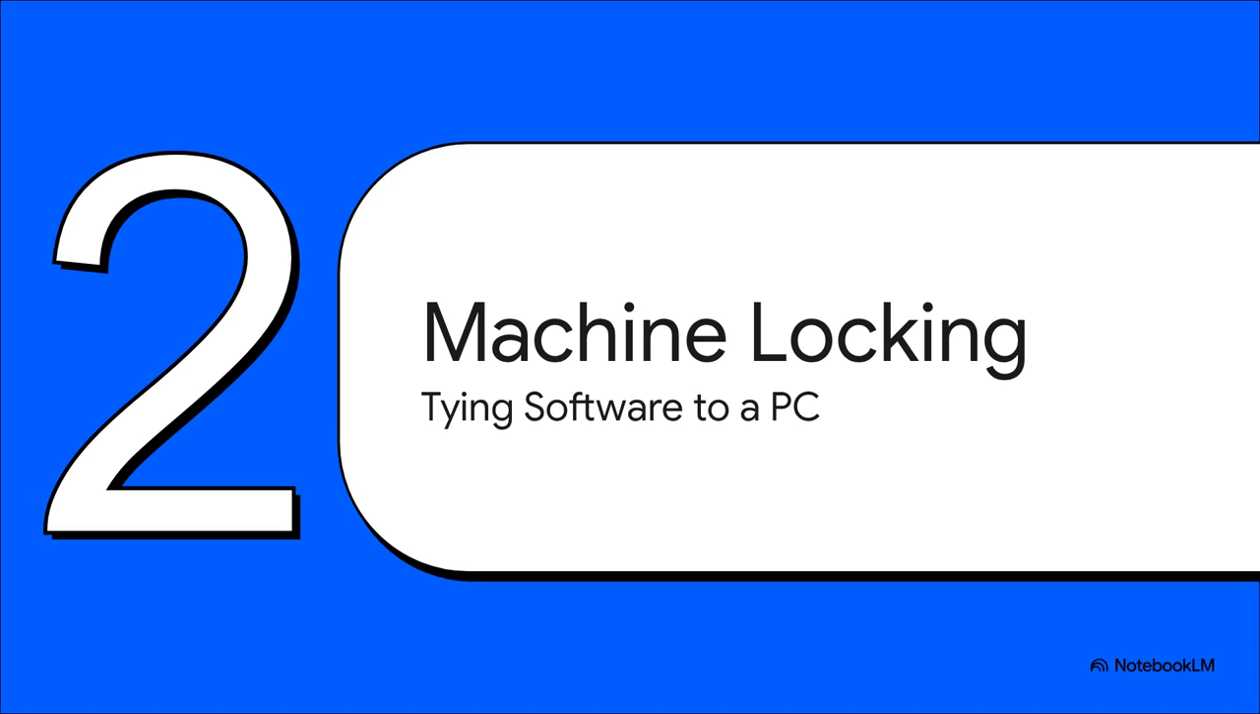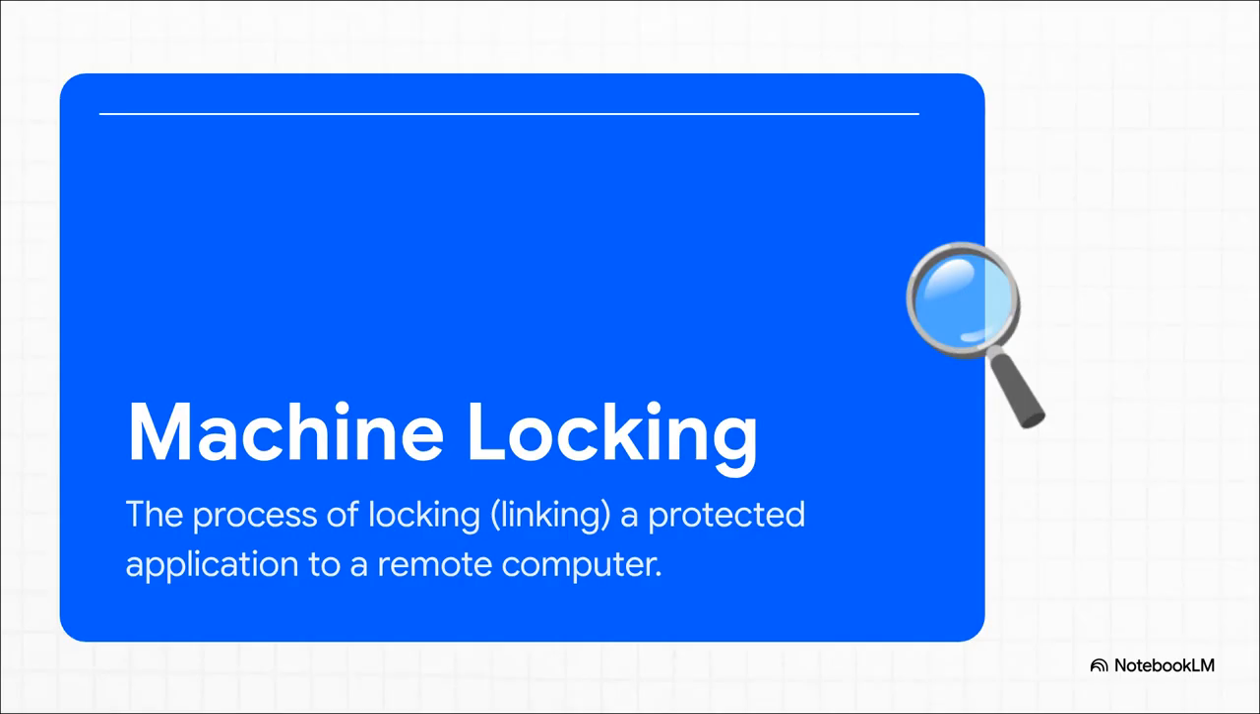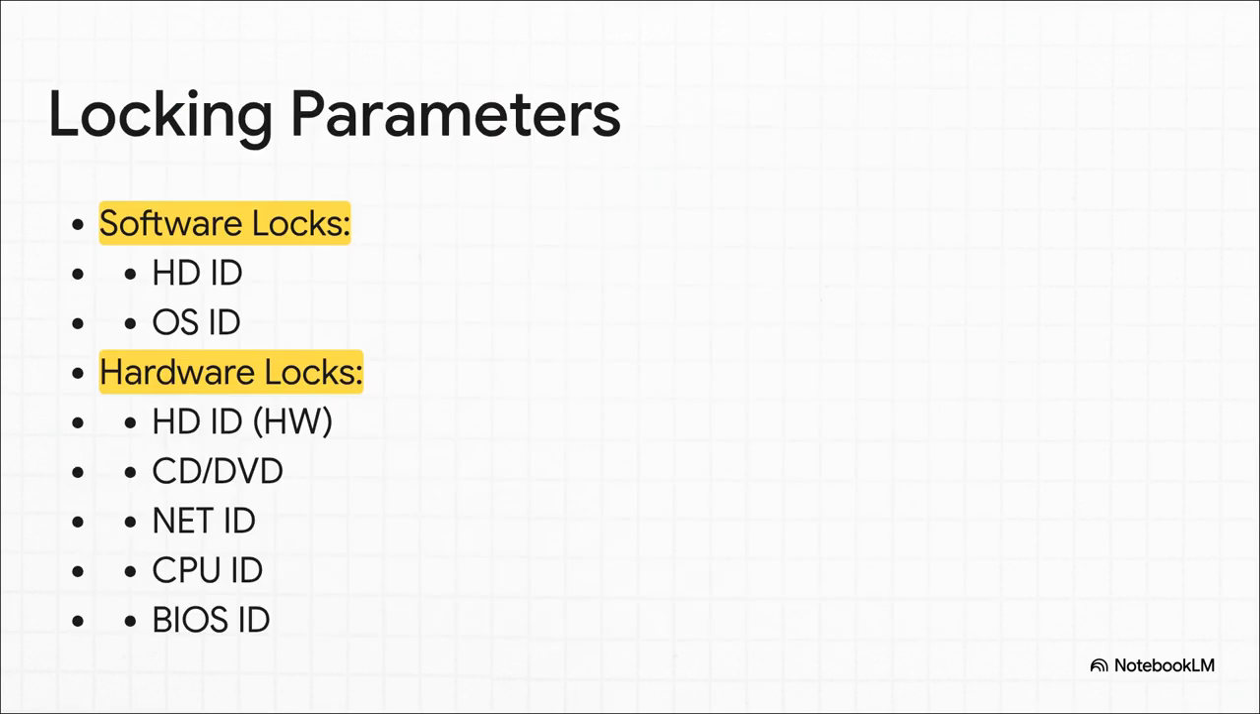That brings us to the really interesting part, the mechanics of machine locking. Machine locking is the technical process behind generating that digital fingerprint. What it does is it actually peeks at the user's system, looks at specific hardware and software details, and uses those to cook up the site and machine ID codes we just talked about. And you have a whole menu of locking parameters to choose from. They're basically split into two camps, software locks and hardware locks. The real power here is that you can mix and match these, letting you fine-tune just how sensitive the lock is for your specific application.